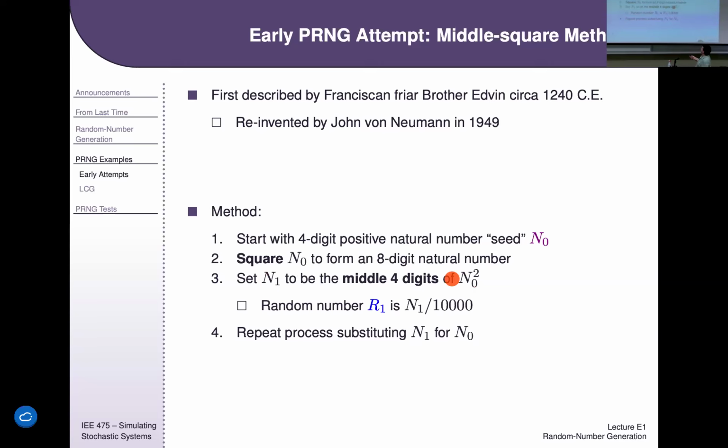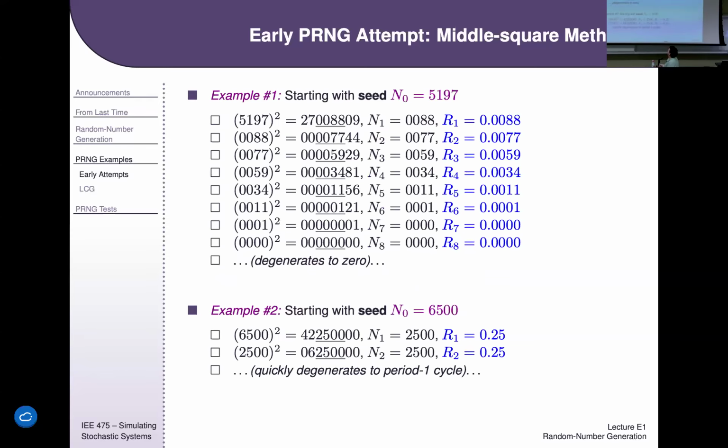And then take that, and that becomes your random number, those 4 digits divided by 10,000. And then repeat this process, substituting those 4 digits for the previous seed. Do that over and over and over again. That's the so-called middle squared method. It was trying to get a chaotic pattern out, a near random pattern out. And you get results that look like this.